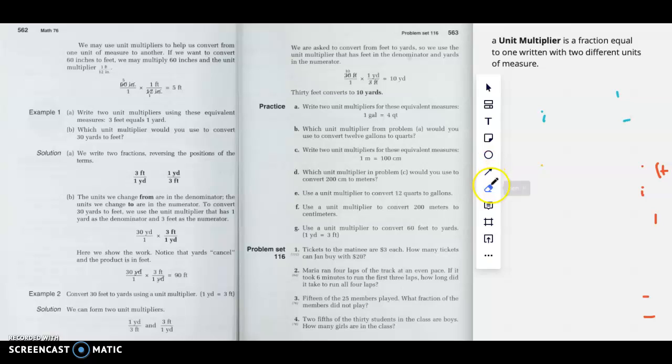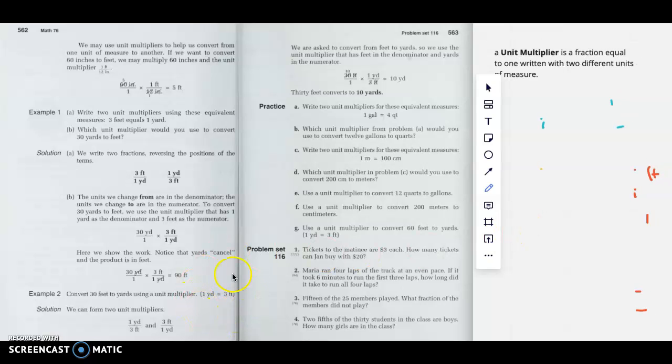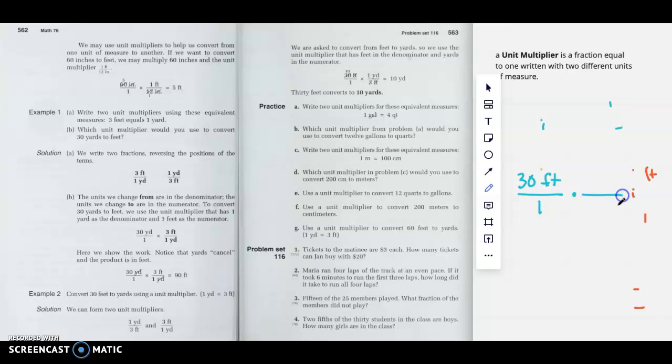Okay, let's do the next one. Example 2 says convert 30 feet to yards using a unit multiplier. And they even give you the unit multiplier. That's easy. We can do this. So we're going to start with 30 feet. So start with 30 and we're going to put feet on top. We're going to put it over 1. We're going to multiply. Now we need to come up with the unit multiplier. Well, it gives it to us right here. 1 yard is 3 feet. So we're going to put 3 feet on the bottom, 1 yard on the top, and now we're just going to multiply it. 30 times 1 is 30.